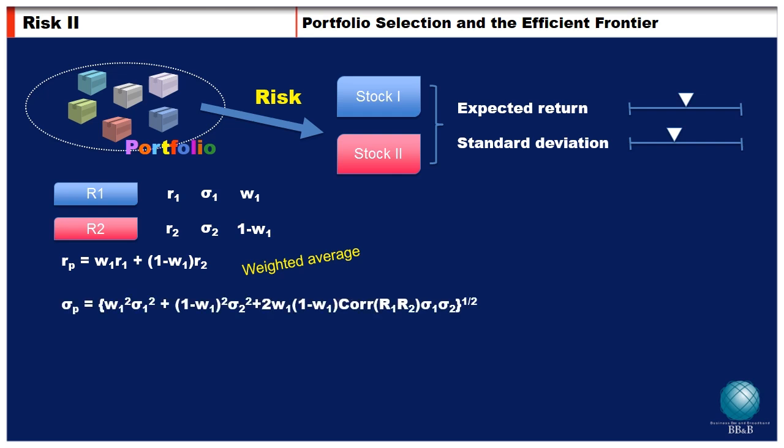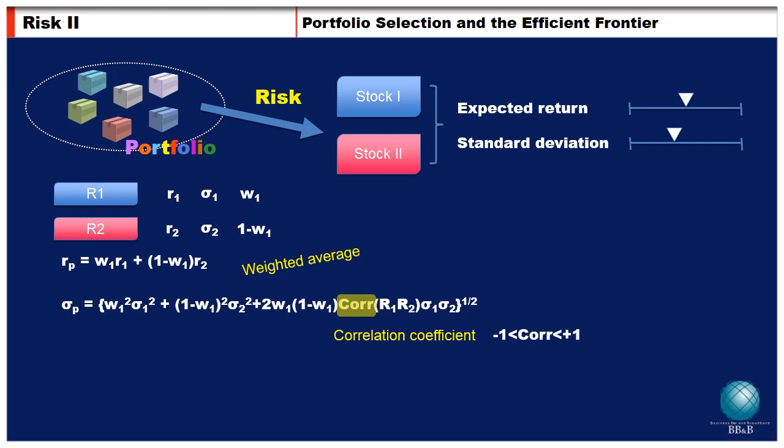The portfolio's risk is a rather complicated formula that looks like this. Corr(R1, R2) stands for the correlation coefficient between the returns of the two securities. The correlation coefficient can only be between -1 and +1. So, the portfolio's overall risk is lower than the simple weighted average of sigma 1 and sigma 2.